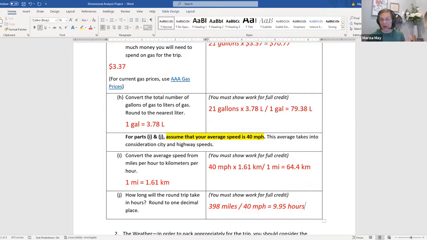when I'm driving a normal highway speed, right? But 40 miles per hour is going to lengthen it out a little bit.